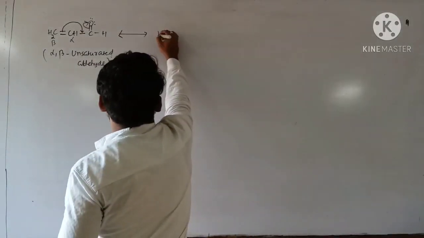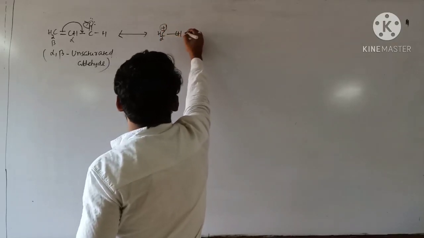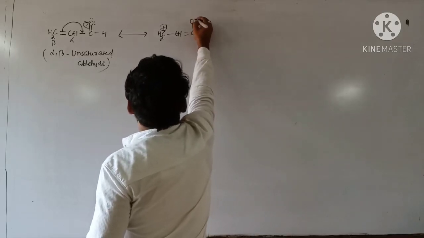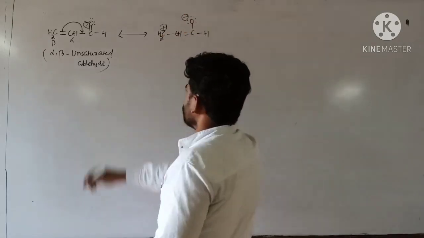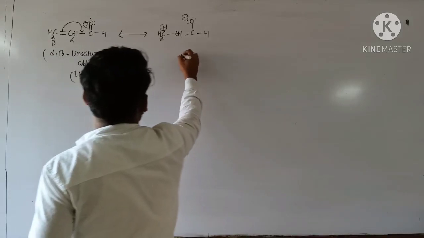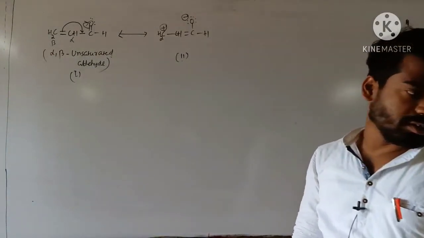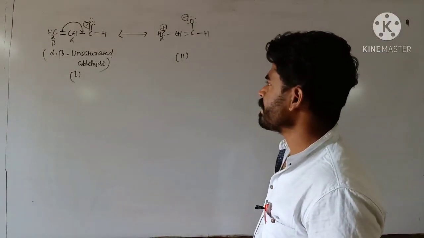So what structure will you get over here? CH2 plus, single bond CH, double bond C, oxygen, 3 pairs of electrons, negative charge, and hydrogen is this. So this one is structure 1 and this one is structure 2. Clear? The next structure I can do like this.